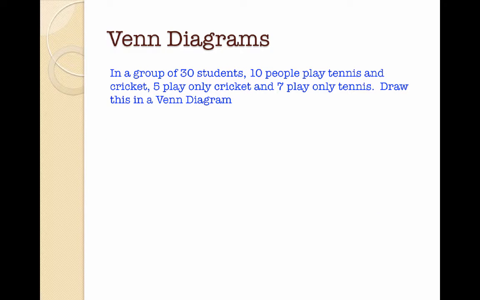Let's try and draw one from a written question. In a group of 30 students, 10 people played tennis and cricket. 5 play only cricket and 7 play only tennis. Draw this in a Venn diagram.